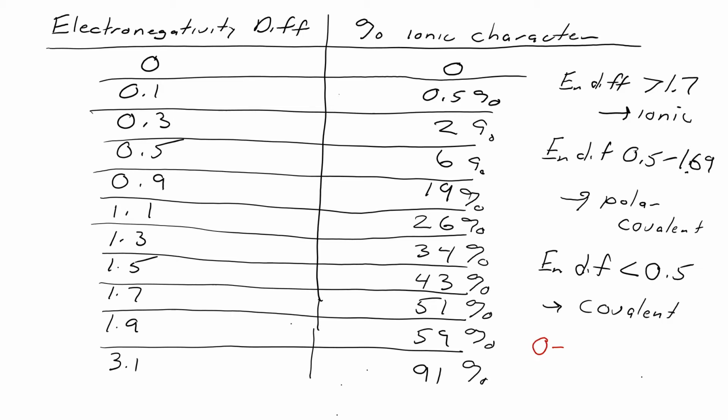All right, so I'll give you a couple bonds here. Let's go with OH, what we have in water. What's the electronegativity difference between oxygen and hydrogen? What's the electronegativity for oxygen? I gave it to you on the previous slide. 3.4. What is it for hydrogen? 2.2. The difference equals 1.2. What kind of bond would that be? That's a polar covalent.